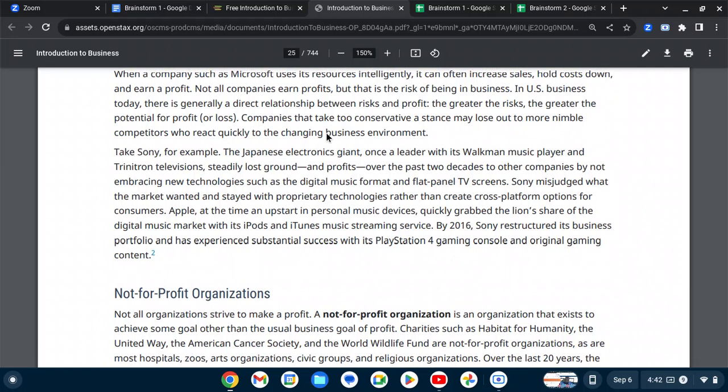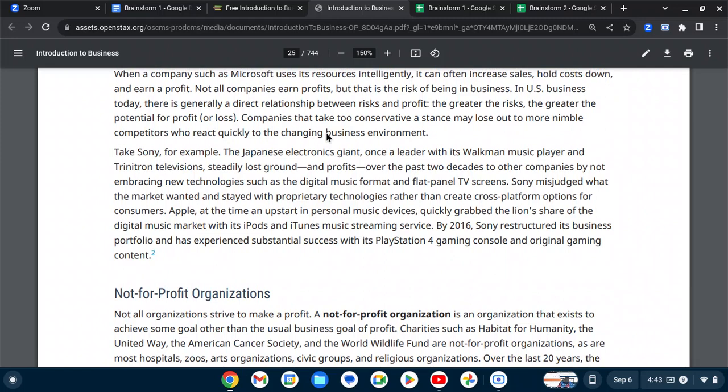In U.S. business today, there is generally a direct relationship between risks and profit. The greater the risks, the greater the potential for profit. Companies that take too conservative a stance may lose out to more nimble competitors who react quickly to the changing business environment. Take Sony, for example.